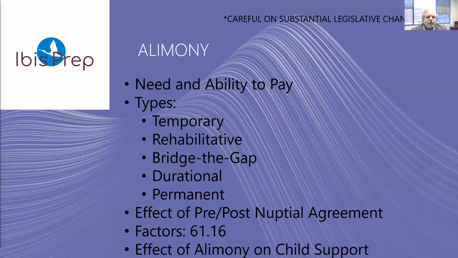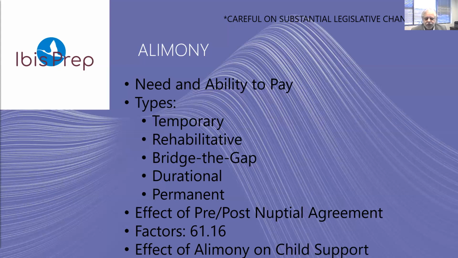Alimony is not an equalization of income. So take that example and know that ability to pay is not just your net income, it's also based on your ordinary and necessary expenses. Now, at the time of this video, the types of alimony are temporary alimony, which is alimony that is awarded only during the duration of the litigation. Temporary alimony terminates upon the entry of a final judgment.